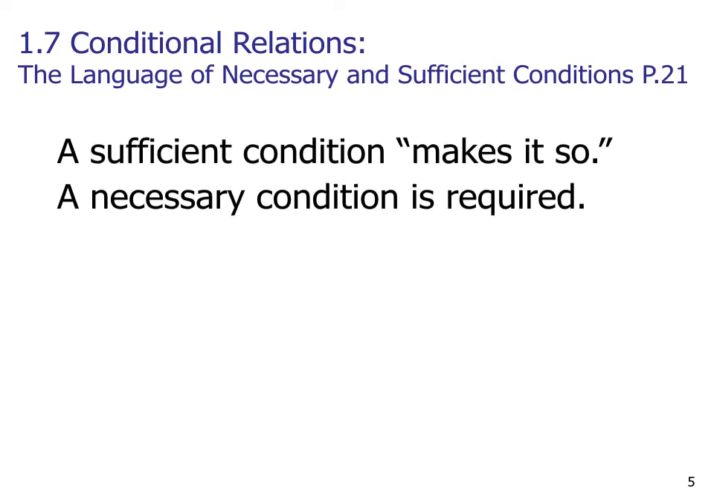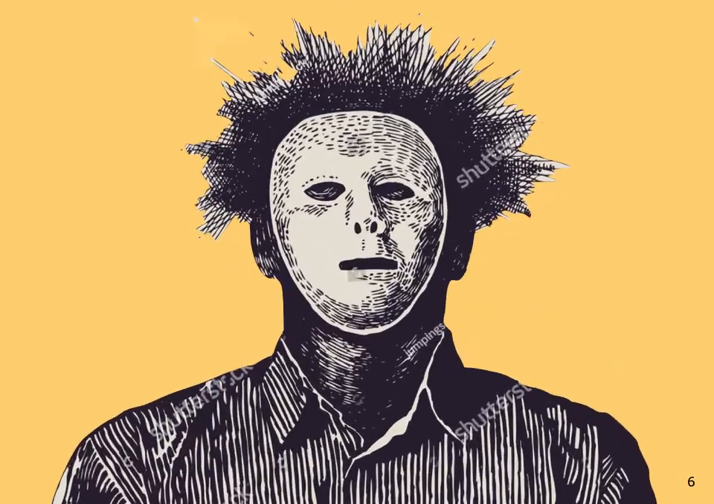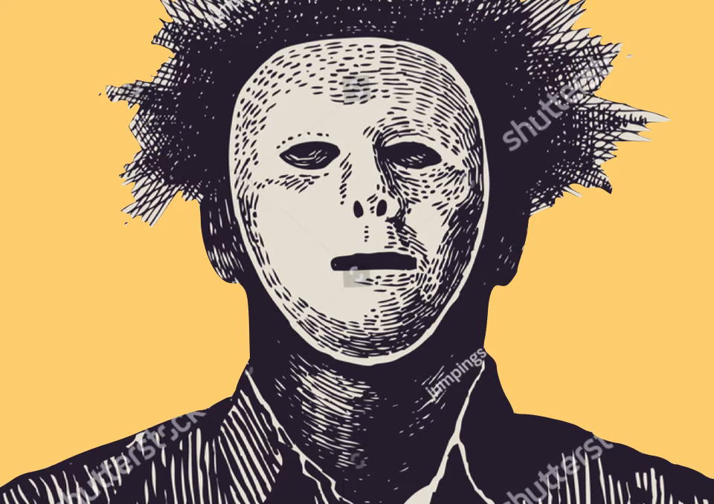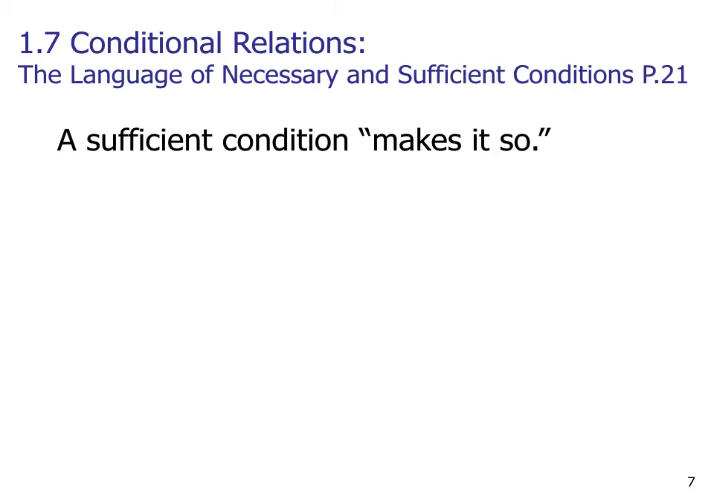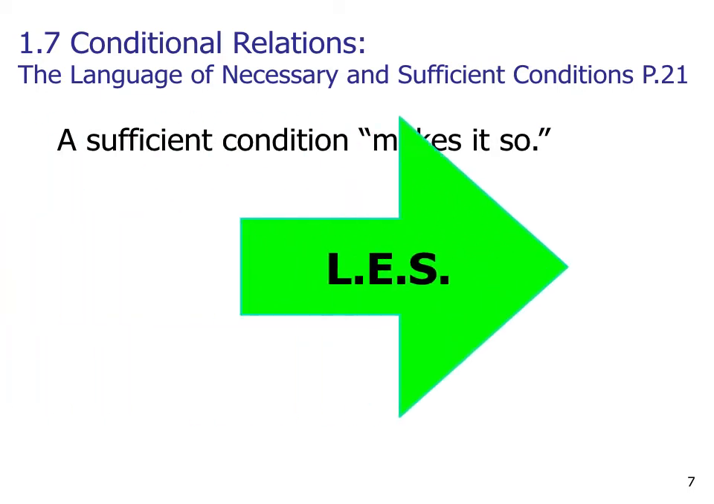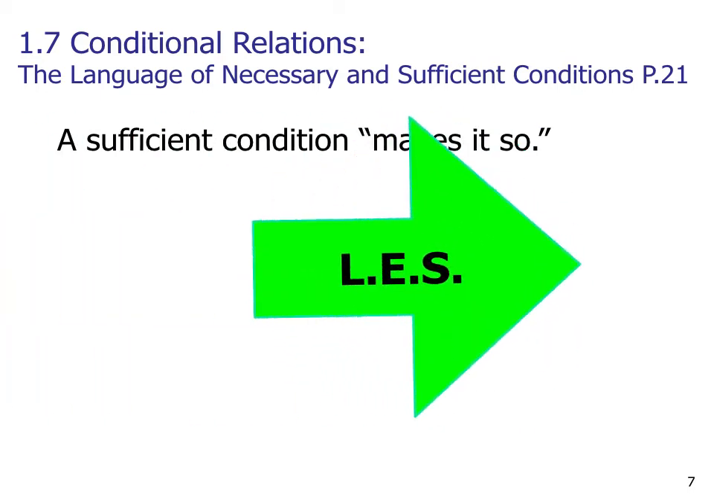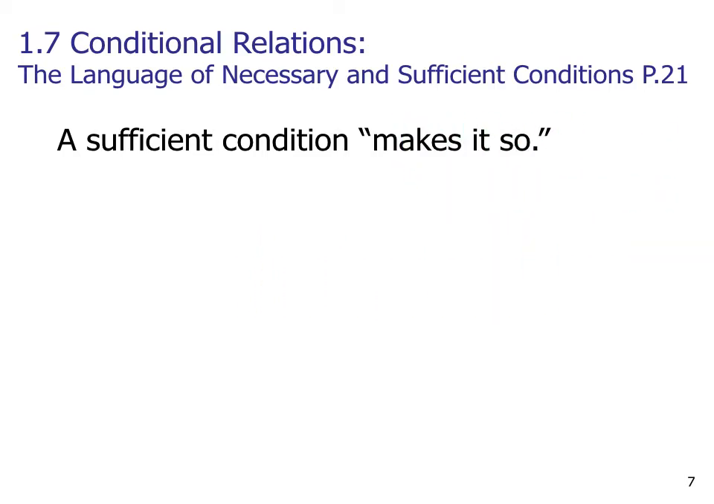So let's take an example. This is our example of Harry. And Harry is a very bad man. Harry is so bad that he has to be killed. What we need is a sufficient condition that makes it so. Let's take a look at the rules to see if we can figure out how this relates to conditionals.